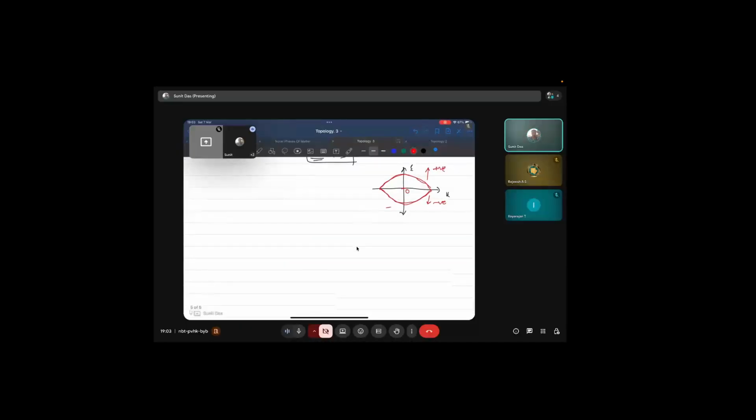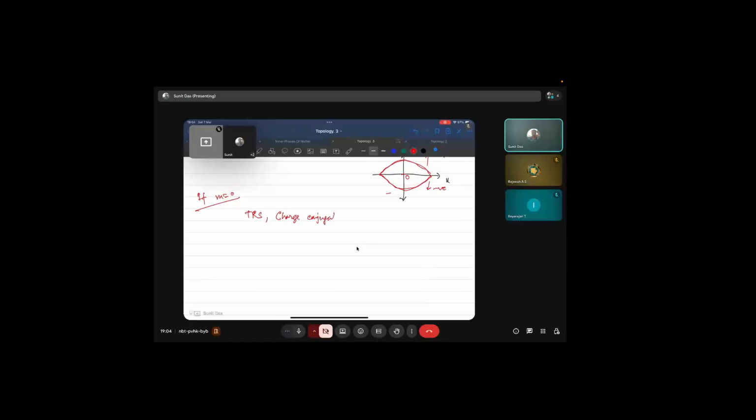Okay, so if m equal to 0, we have TRS symmetry in the system, or in the Hamiltonian, because the system is represented by the Hamiltonian. We also have charge conjugation symmetry, and we also have sublattice symmetry, or the chiral symmetry.